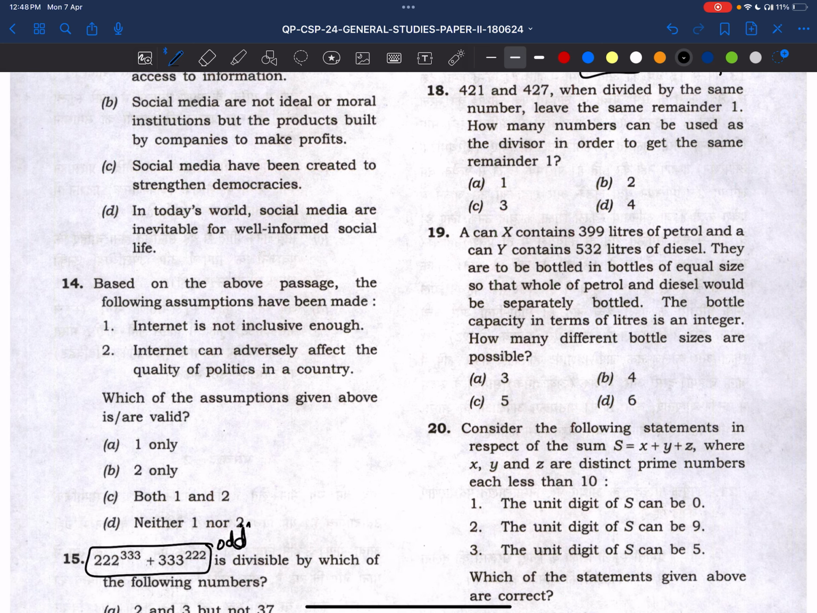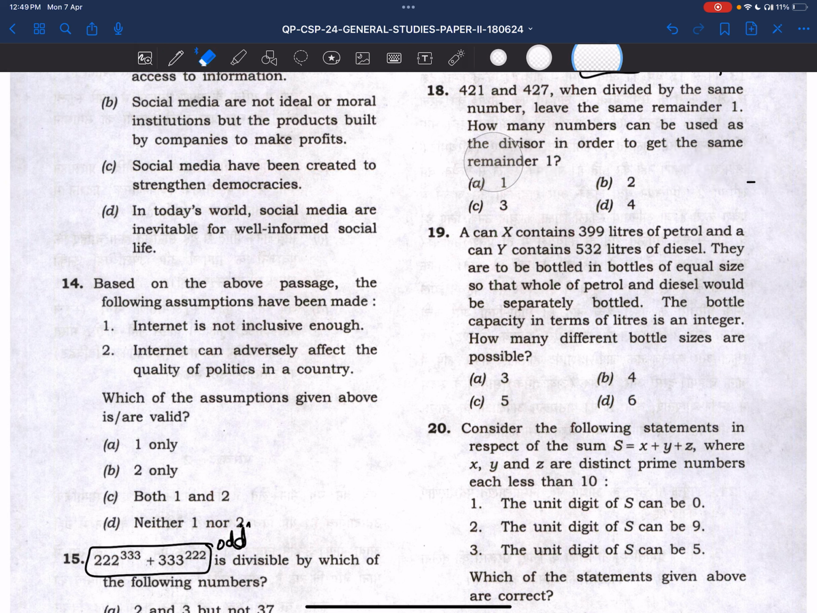Okay. Now let's go to the 18th question. 421 and 427 when divided by the same number leave the same remainder 1. That means 420 and 426 are exactly divisible by the number, right? How many numbers can be used as the divisor in order to get the same remainder 1? That means you need to take the common factors of 420 and 426. Then only will those be the divisors of the numbers so that we get the remainder 1.